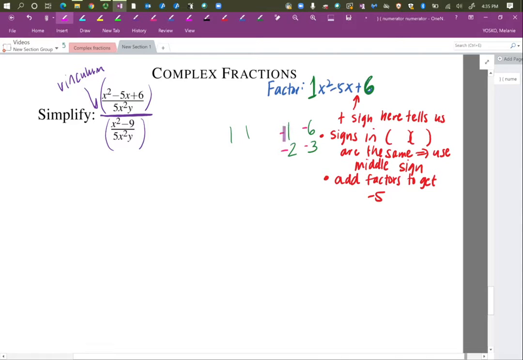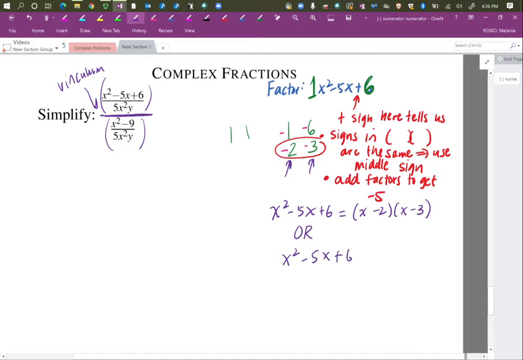So if you're going to add these, what's negative 1 plus negative 6? That's negative 7. What's negative 2 plus negative 3? Negative 5. So you're going to use this combination. Okay. So if you have x squared minus 5x plus 6, one way to do this is say, well, these are going to be the numbers in the back since your lead coefficient was 1. x minus 2 times x minus 3. I'm also going to show you how to do this by grouping in case some of you factor it that way. Or x squared minus 5x plus 6.